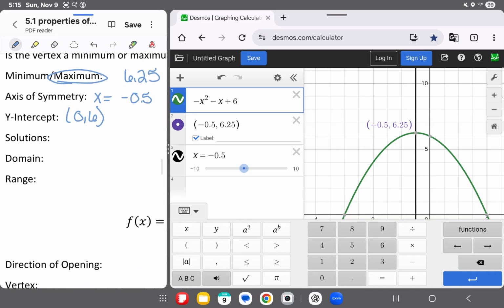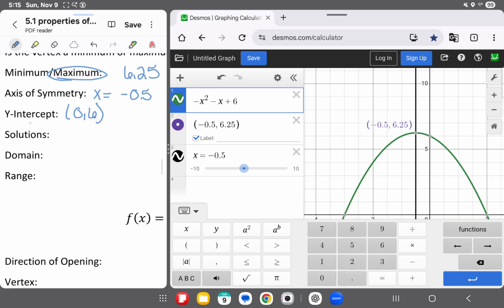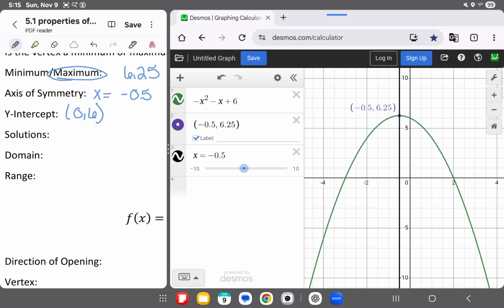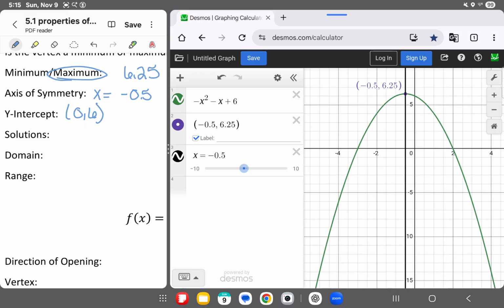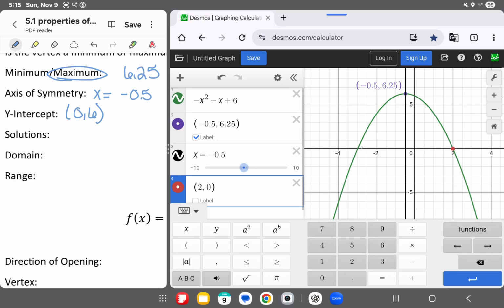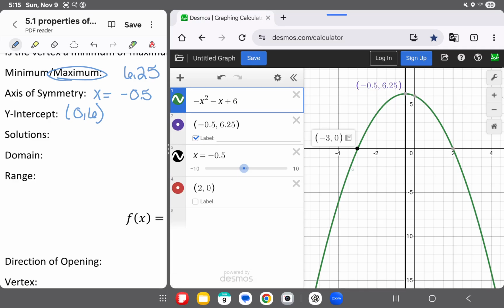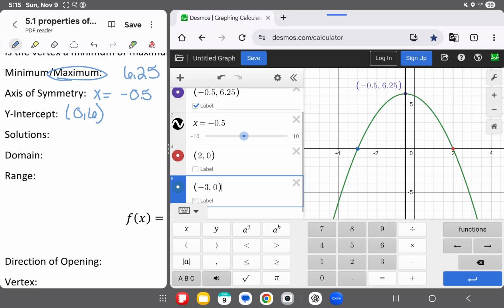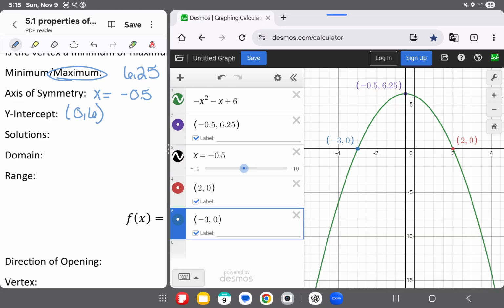And then our solutions, that is another word for x-intercept. So we're going to actually just zoom out a little bit to get that x-axis in. I'm going to click on our function again, and we have negative 3, 0 and 2, 0. We can, of course, export both of those points and get them labeled. So we have 2, 0 and negative 3, 0.